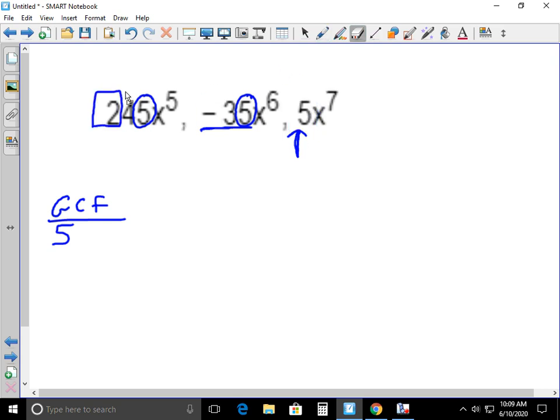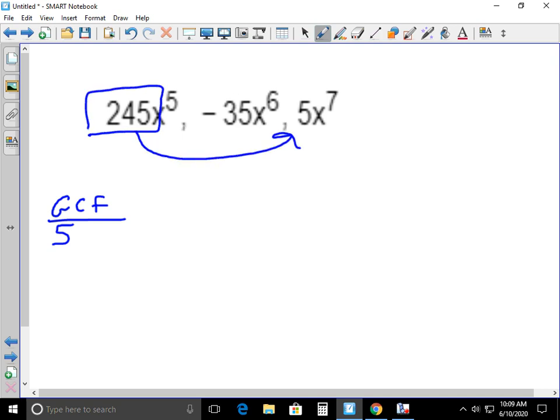And I'll say this again, you might look at it and say, well, 5 is the smallest number. Out of those, 245 is the biggest. But does 245 go into 5? No. So 245 is the biggest coefficient, but that 245 is not a factor of 5. It's not something that goes into 5. But 5 is a factor of 35. 5 goes into 35. 5 is a factor of 245. 5 goes into it.